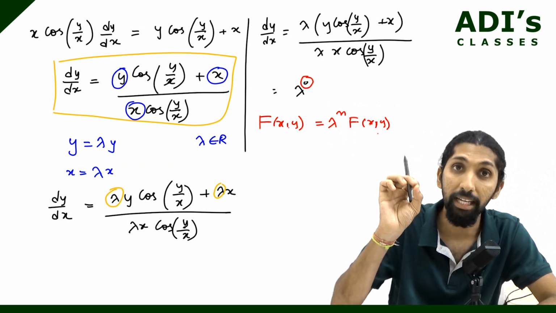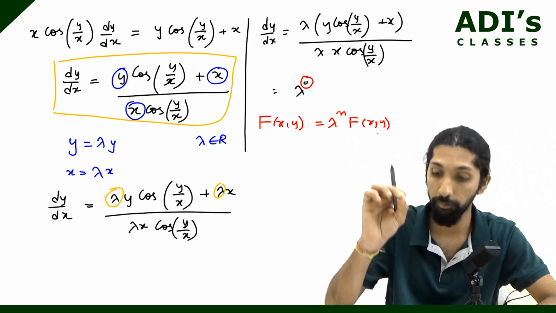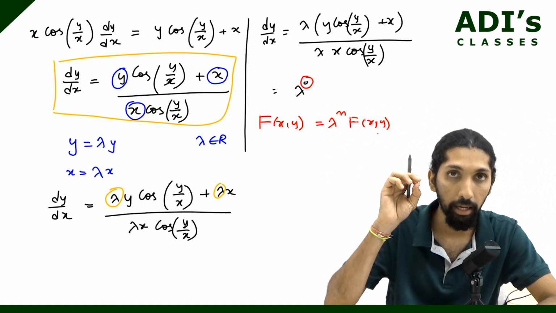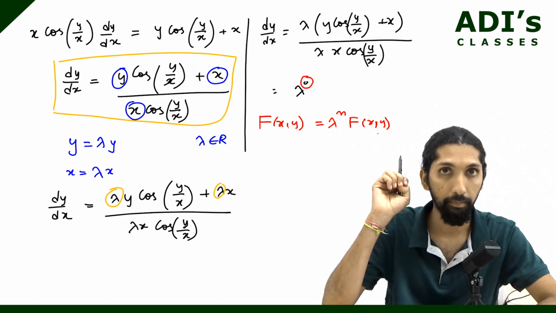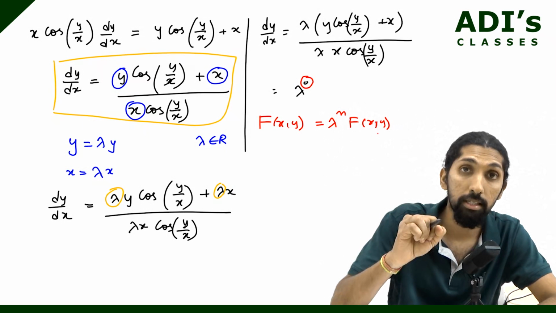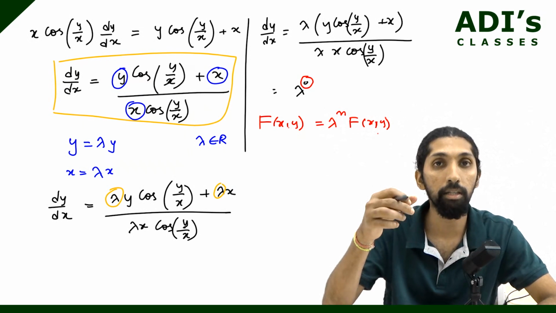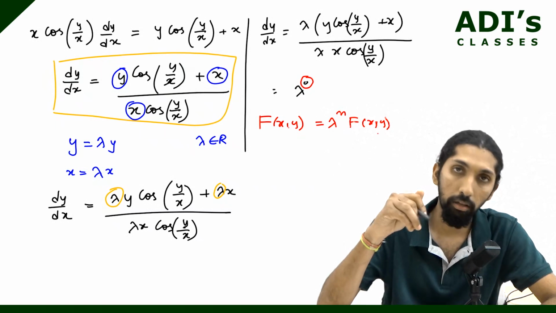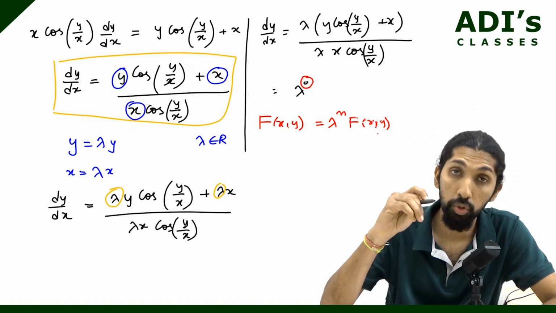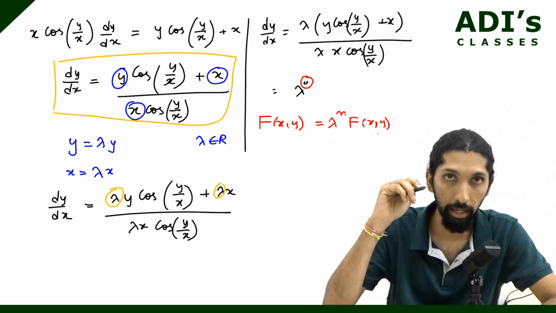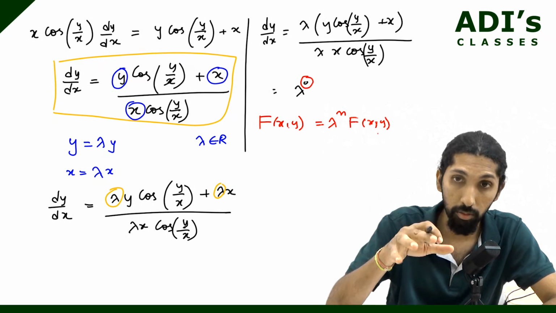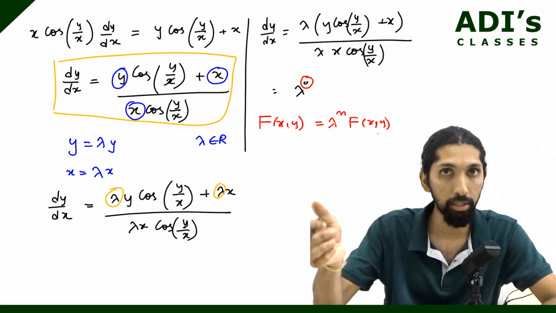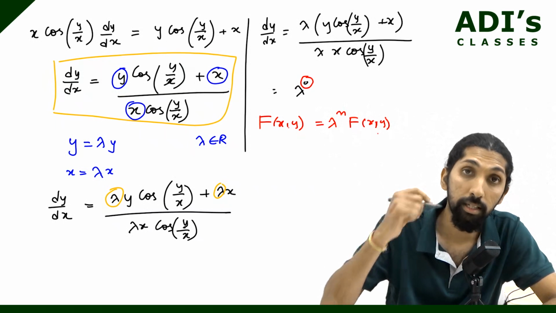But it can be represented in the form of lambda power n into f of x comma y, correct? So this is how you are going to understand that yes, this is a homogeneous equation. Now the next part is what? How do we solve a homogeneous equation, correct? Now that we have understood that this is a homogeneous equation, what is the next step?